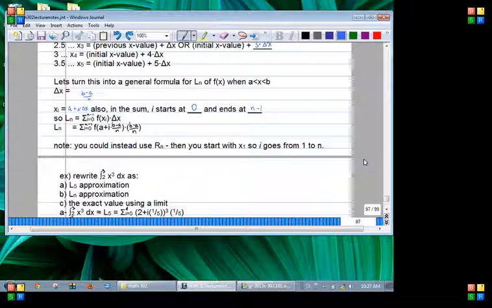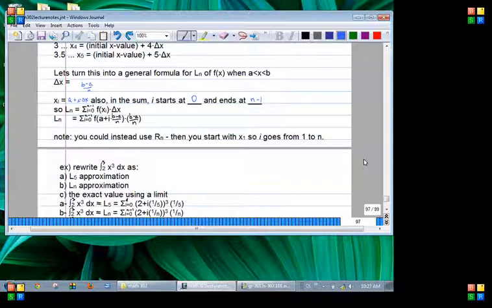What about Ln in general? So Ln in general, okay. So what's changed now? We're taking the sum as i goes from 0 now up to n minus 1. And then the xi value is, once again, a plus i times delta x. But what's delta x? It's 3 minus 2 over n. So it's 1 over n.